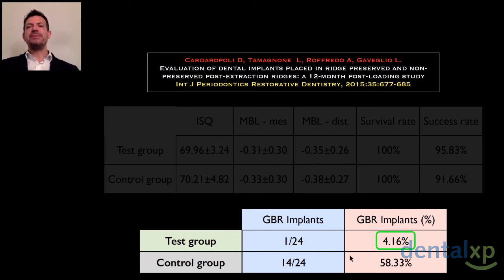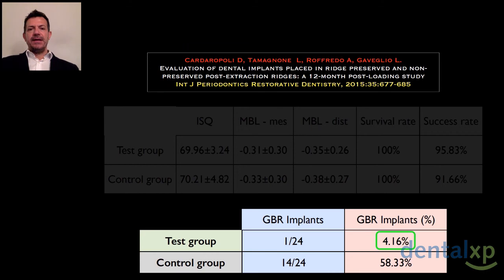It means that 6 implants out of 10, when we have spontaneous healing, the day of implant placement, will need an additional guided bone regeneration procedure, and this will increase the morbidity and also the economical cost of the procedure.